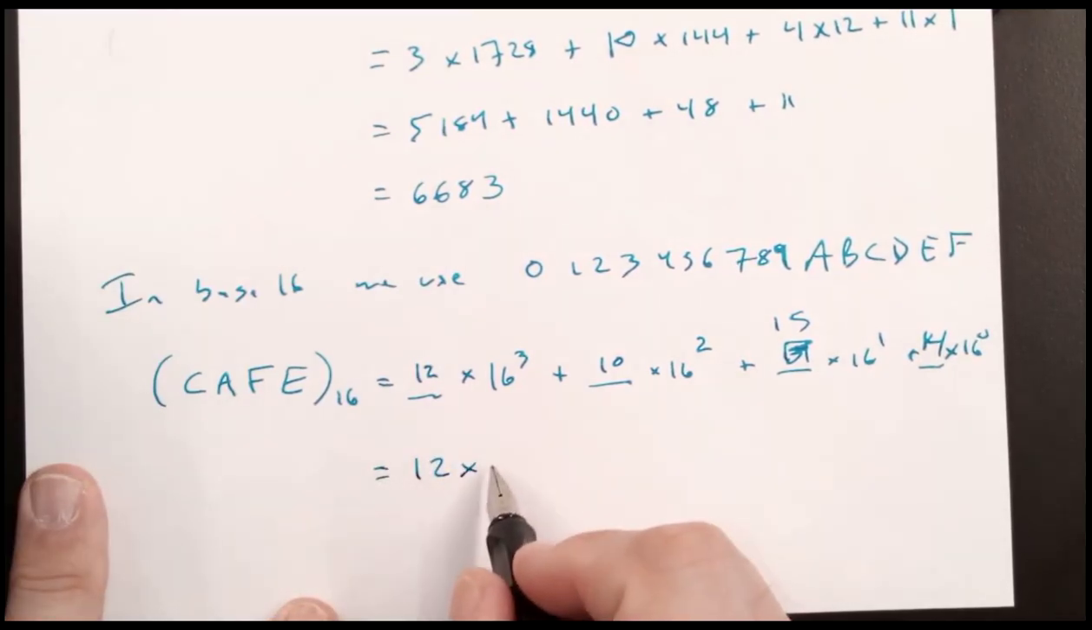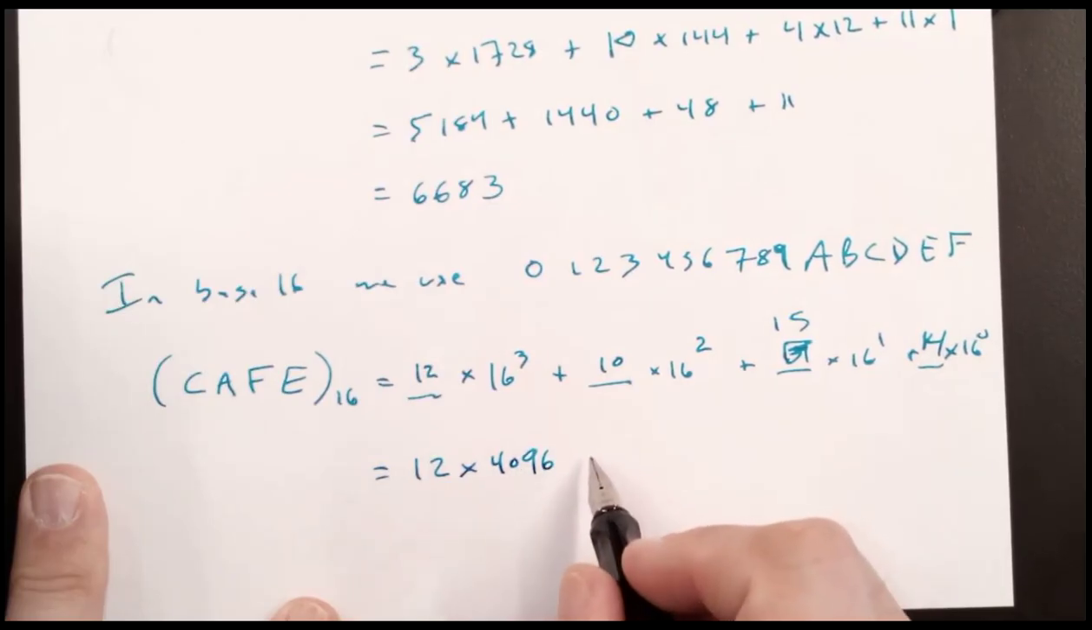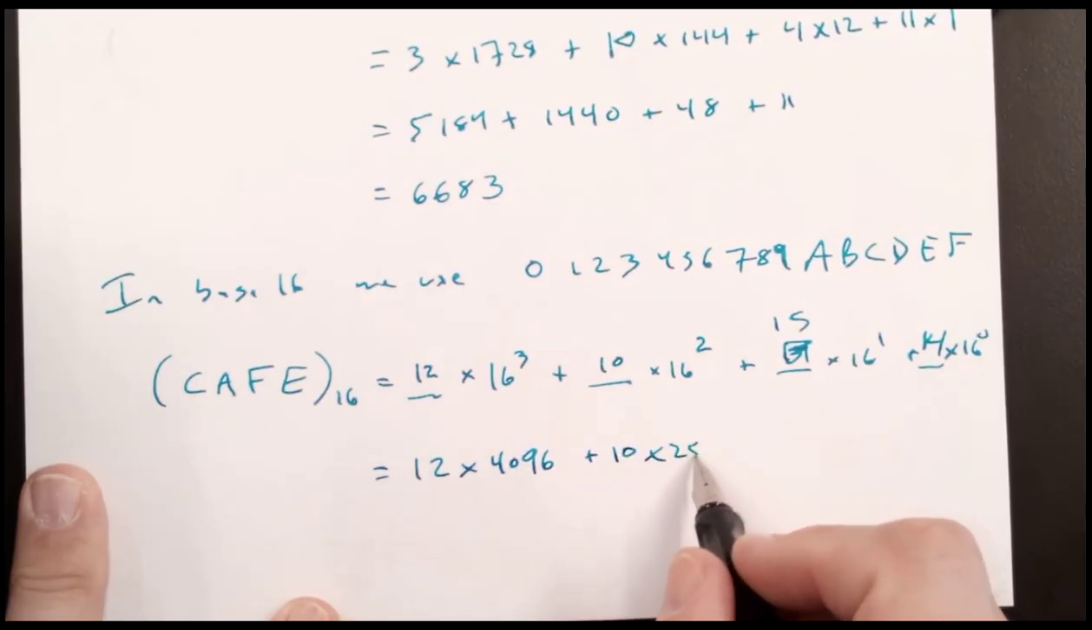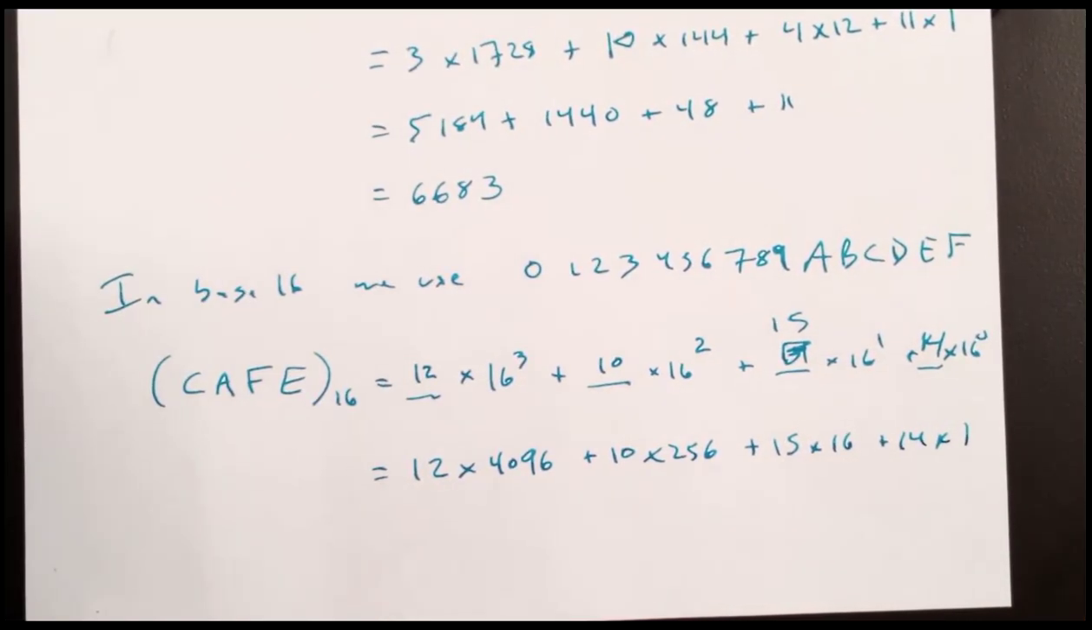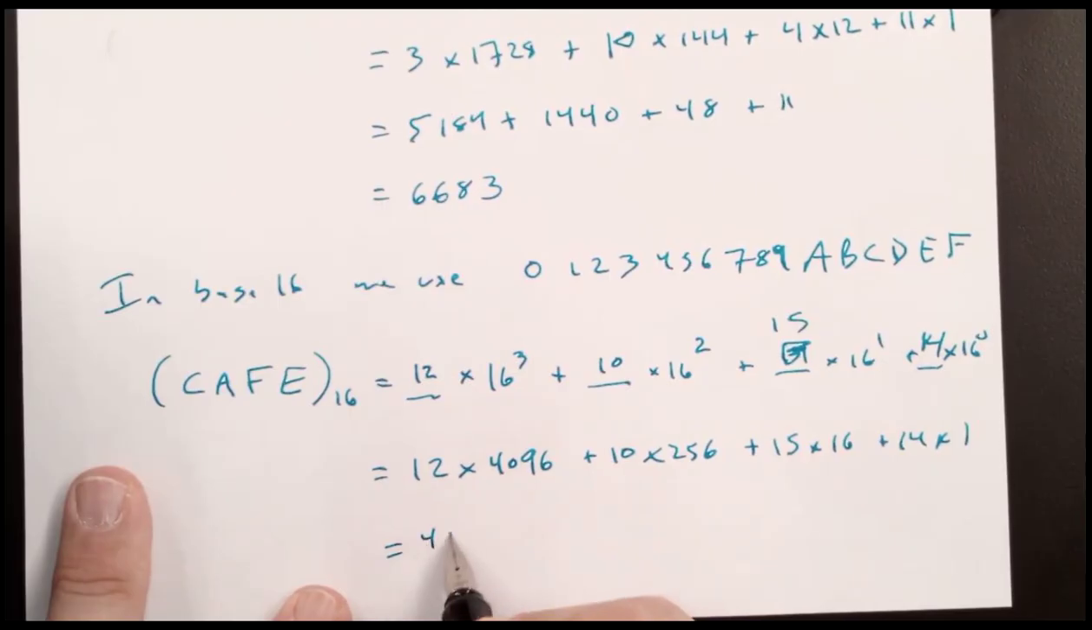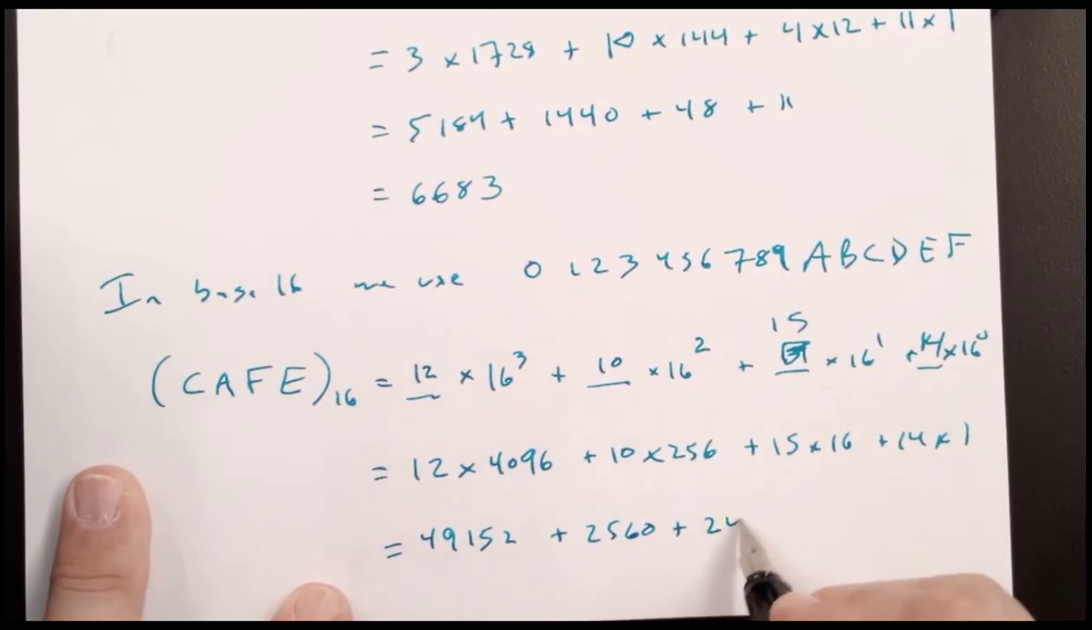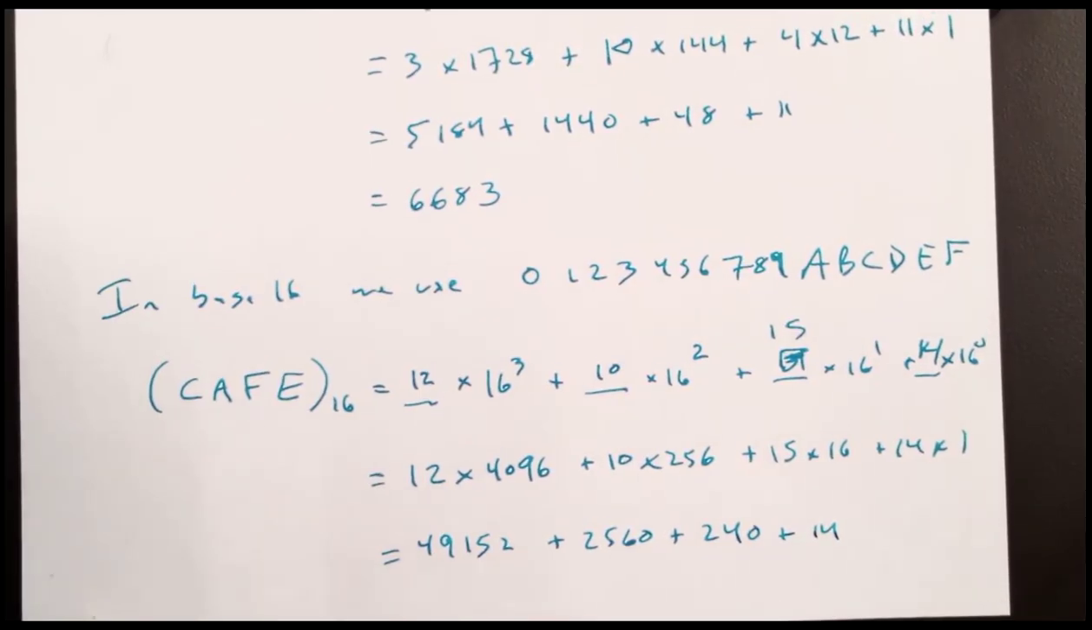So this is 12 times 4096, and 10 times 256, 15 times 16, and 14 times 1. Is that right? 51,966.